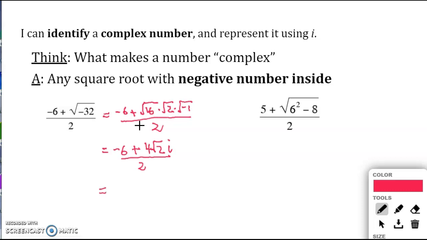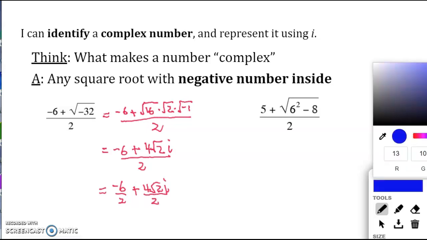Remember, I can divide by 2 into each of the terms in the numerator. So that becomes negative 6 over 2 plus 4 root 2 i divided by 2. Negative 6 divided by 2 is negative 3. 4 divided by 2 becomes 2. So that becomes plus 2 root 2 i. Notice that because I am dealing with a negative square root, I have an imaginary portion to it. That means this is going to be a complex number.